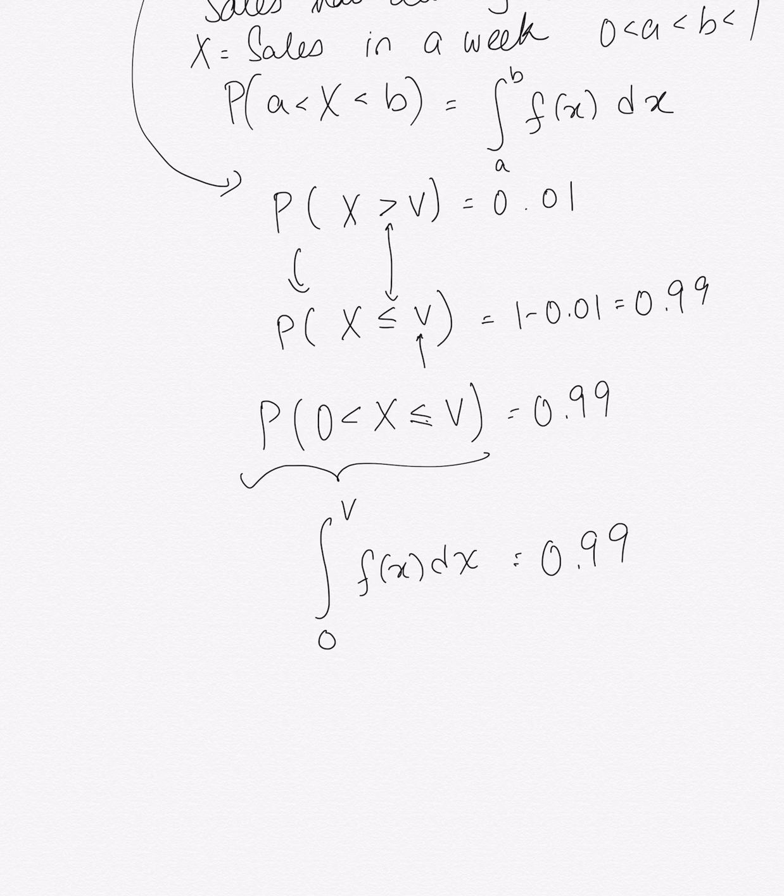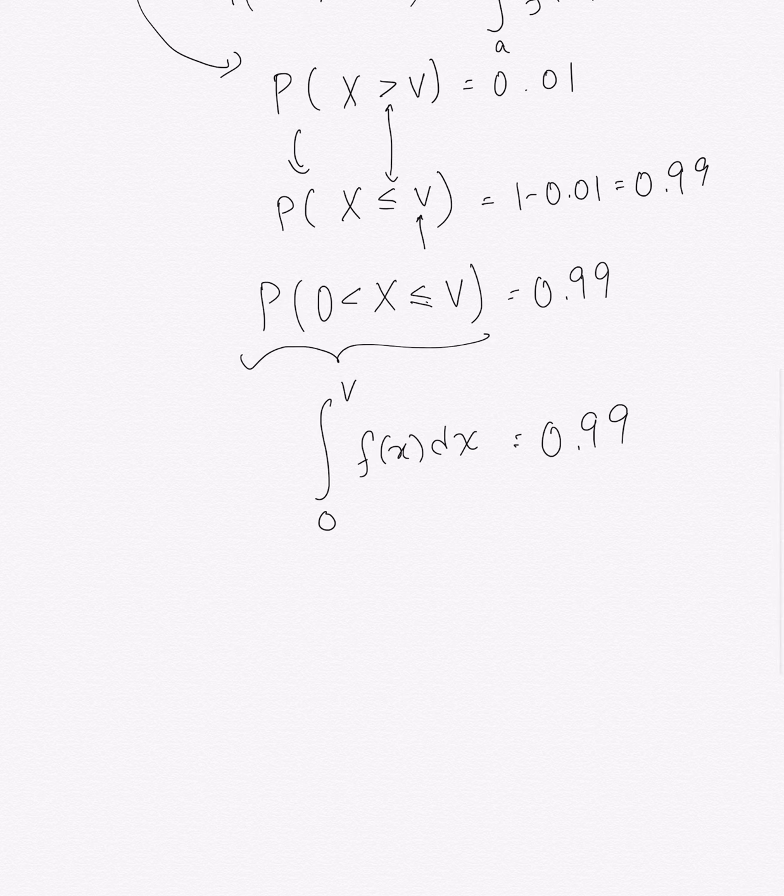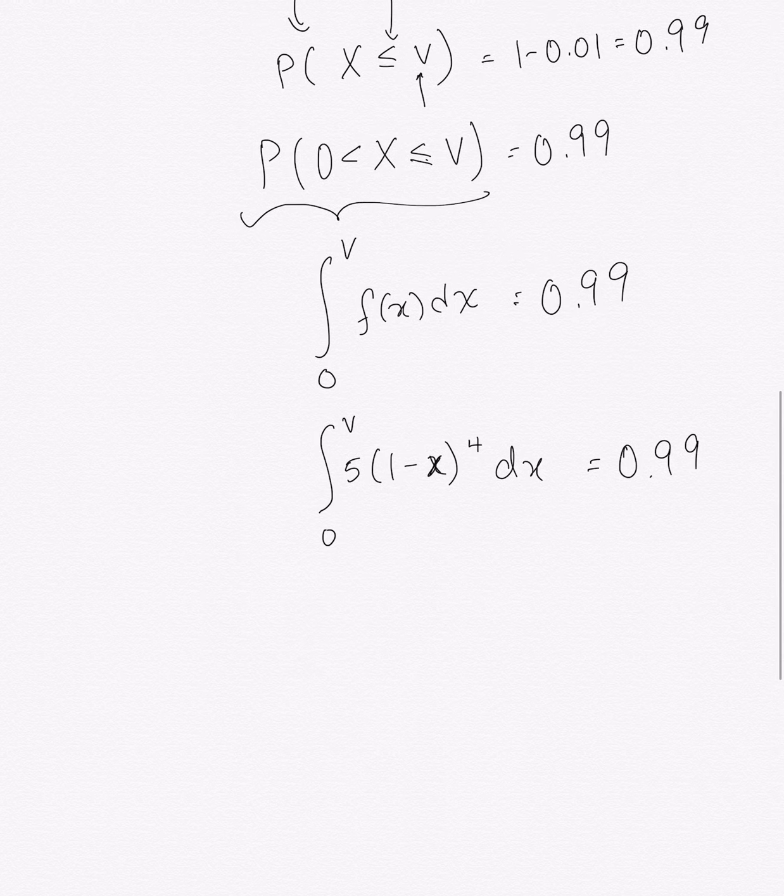So we're going to find a v such that this happens. Okay, so that is the integral from 0 to v. What's the density? The density is 5 times (1 minus x) raised to 4 dx. And you want this to be 0.99. Okay, so we need to do this integration.